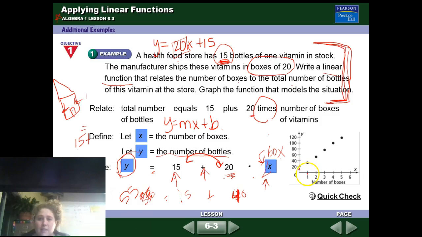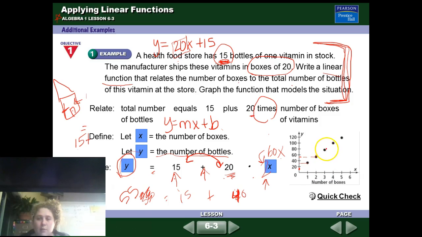So now, if I had 1 box, I would plug in 1 for x. 20 times 1 is 20, plus 15 is 35. So you can see here, this is drawn at about 35. Okay, now if I had 2 boxes, I would plug in 2 for my x. 2 times 20 is 40, plus 15 is 55, which is what we did. So let's take a look. Roughly 55. Perfect.